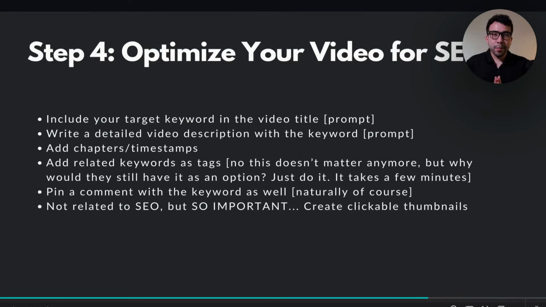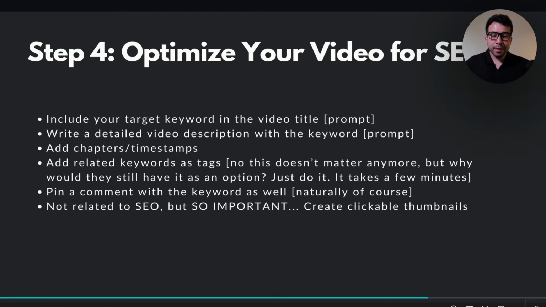So this is really simple. Number one, include your target keyword in the video title. Write a detailed video description with the keyword. I'm going to give you those prompts. You want to add chapters and timestamps that have those key moments. You want to make sure at least one of those chapters or timestamps has the keyword in it.